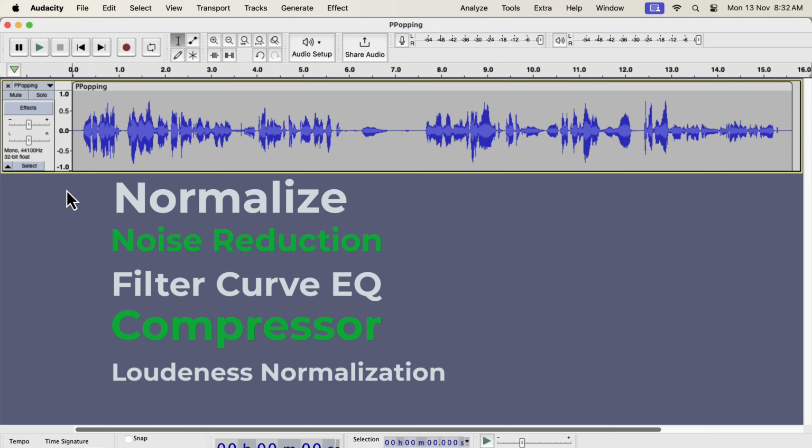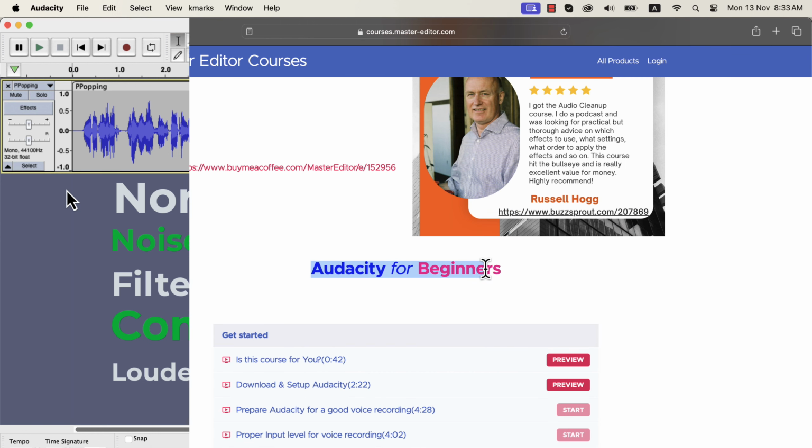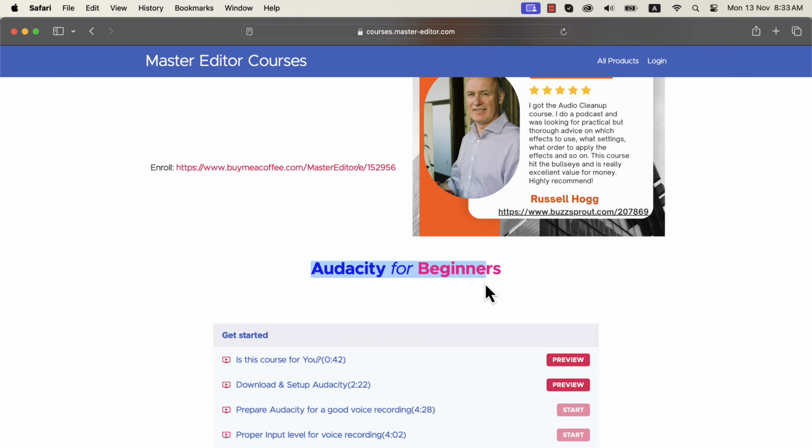In other words, if you want to achieve a professional quality voice, you must know how to configure these effects at the basic level. If you find yourself not knowing how to configure any of these effects, I would strongly recommend taking my Audacity course for beginners.